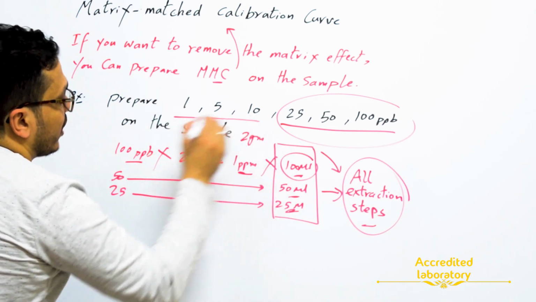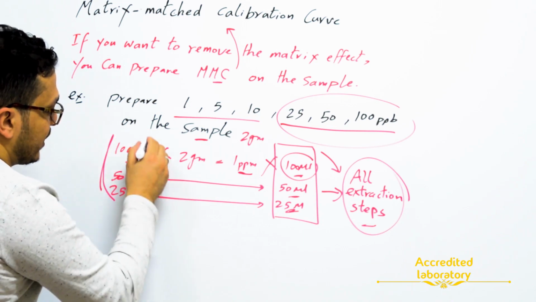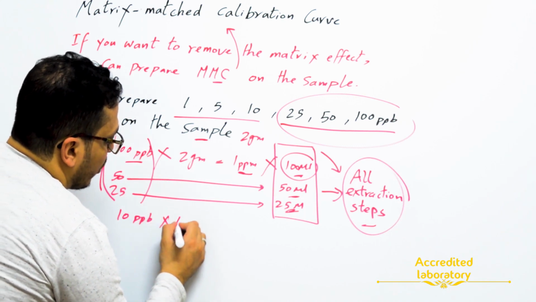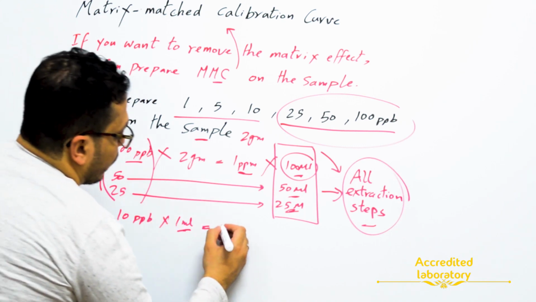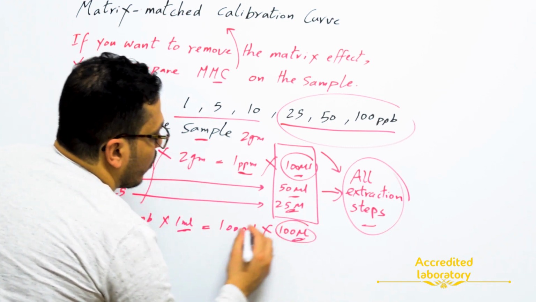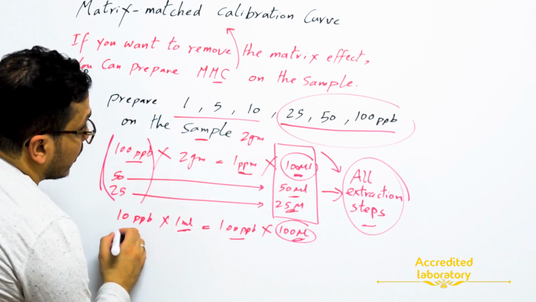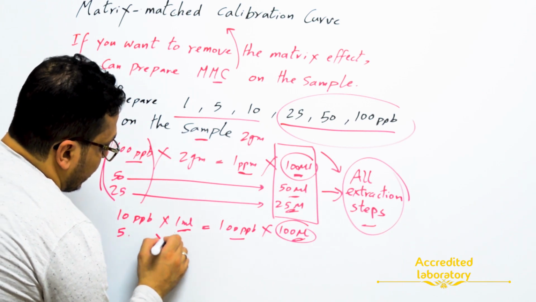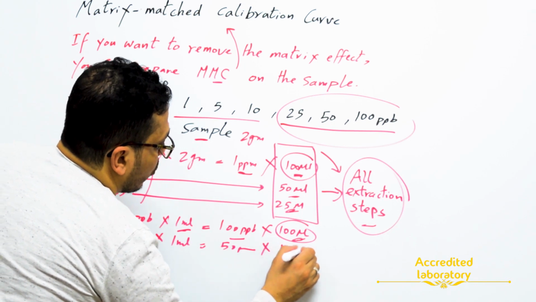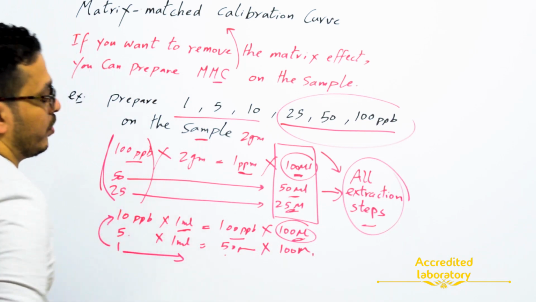Then, lower concentrations you can prepare at the end of extraction from these standards, 100, 50, 25. For 10 ppb as an example, you will prepare in a 1 ml HPLC vial from the 100 ppb standard. You need 100 microliter from this standard that you prepared. Then 5 ppb, 1 ml, from 50 ppb, you need 100 microliter also from 50 ppb, and 1 ppb, same, you will prepare from 10 ppb.